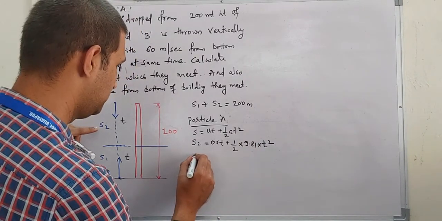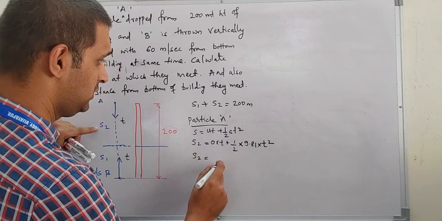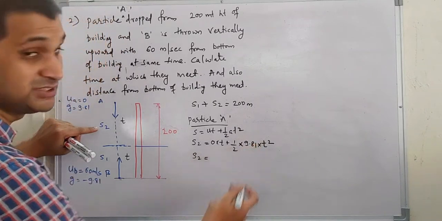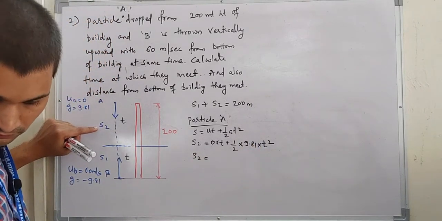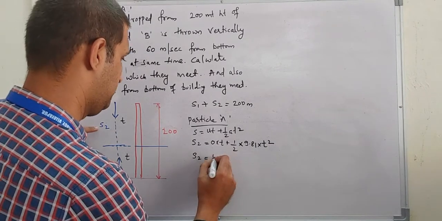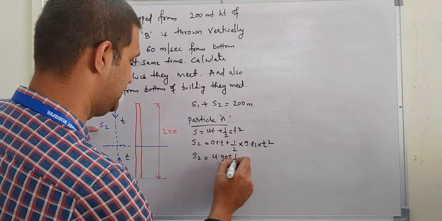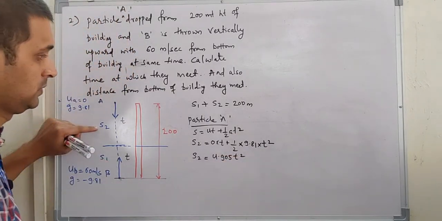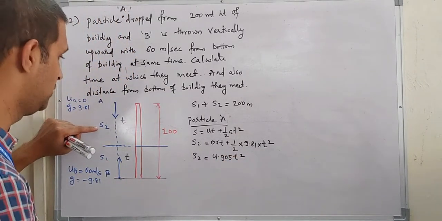Now this becomes what? S2 is equal to, how much is this? 9.81 by 2, which is 4.905 t square. S2 is equal to 4.905 t square.